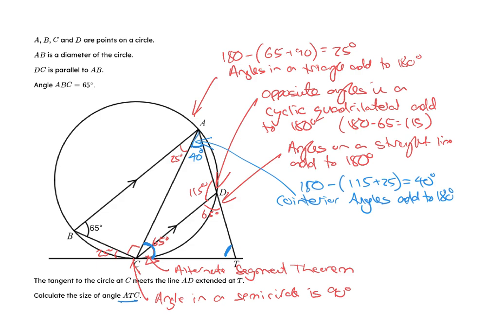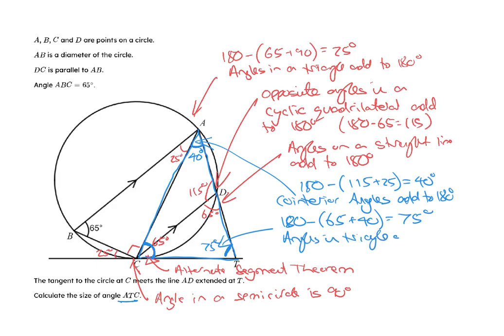My triangle here going down here and across here. So in this triangle, I know two of the angles, so I know the final one. So I know that this angle here is going to be 180 minus 65 plus 40, which equals 75 degrees. And this is just angles in a triangle, and I've already used this rule before. Add to 180 degrees.